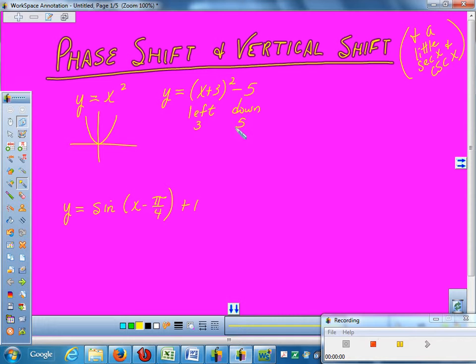So in this example, I have sine of the quantity (x minus pi over 4) plus 1, and for right now I just want to know where it is going to shift. Hopefully you're going to say that if it's x minus pi over 4, then it has to go right pi over 4. And the plus 1 is just like when it's a number outside, we go in the same direction as the sign, so it's going to go up 1.